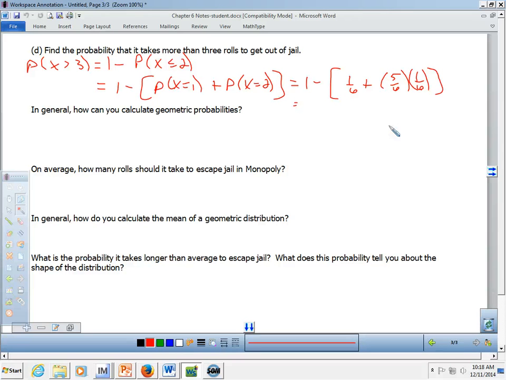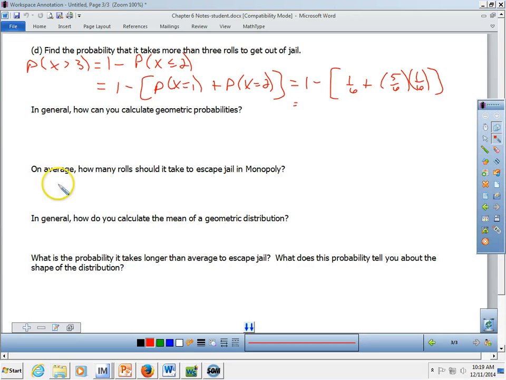Next question. On average, how many rolls would it take to escape jail in Monopoly? And that's what I was talking about before. Ideally, we would list out the probability distribution, multiply each value times its probability, and add all those up, and that would give me my average, my mean. But that's too hard in a geometric setting because we don't know when the number of trials will end. It could take an infinite number of trials to get your first success. So, how do you calculate the mean of a geometric distribution? This mean right here is just going to be 1 over p. It's just 1 over your success rate.